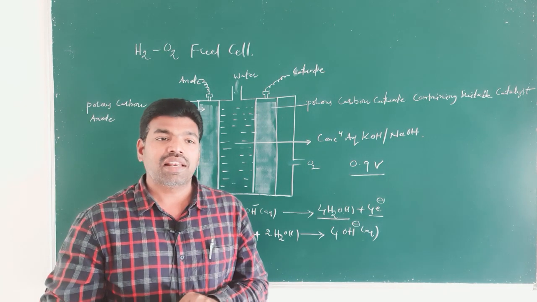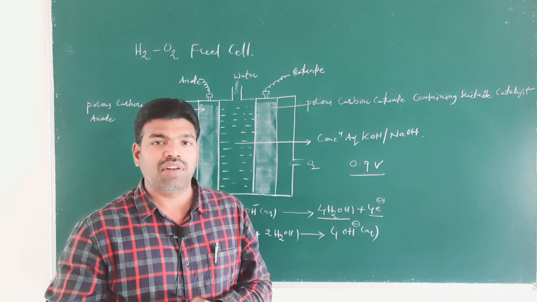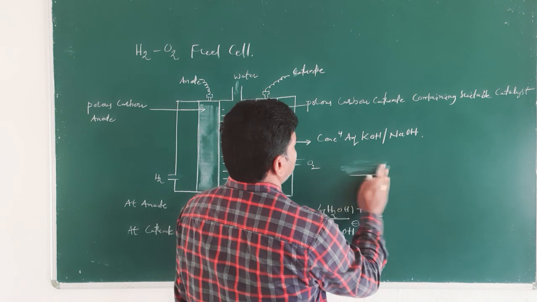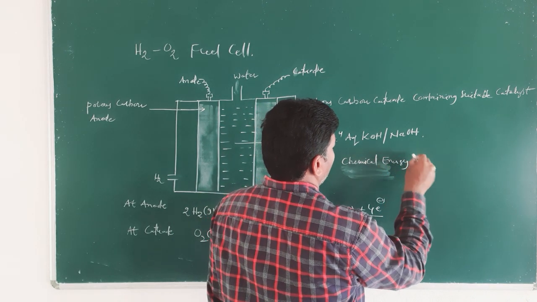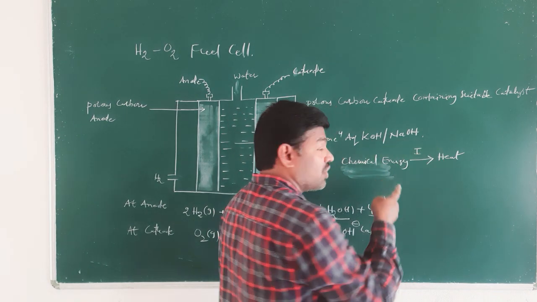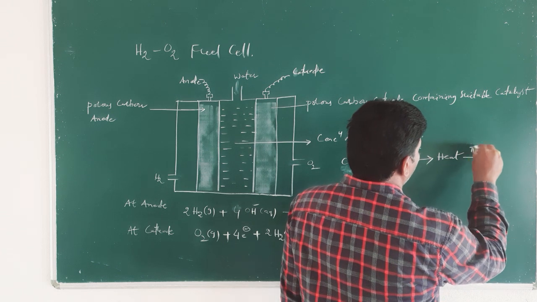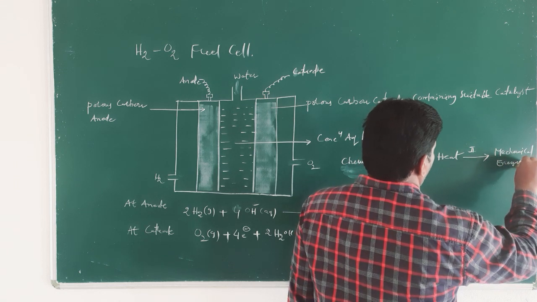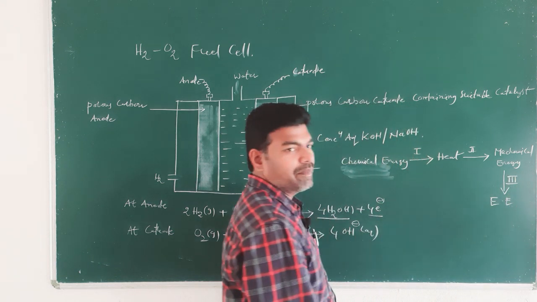usually, in general, conventional conversion of chemical energy into electrical energy involves three steps. Chemical energy is first converted into heat. That is step one. Then heat is converted into mechanical energy, and then this mechanical energy is converted into electrical energy, and this is the third step.